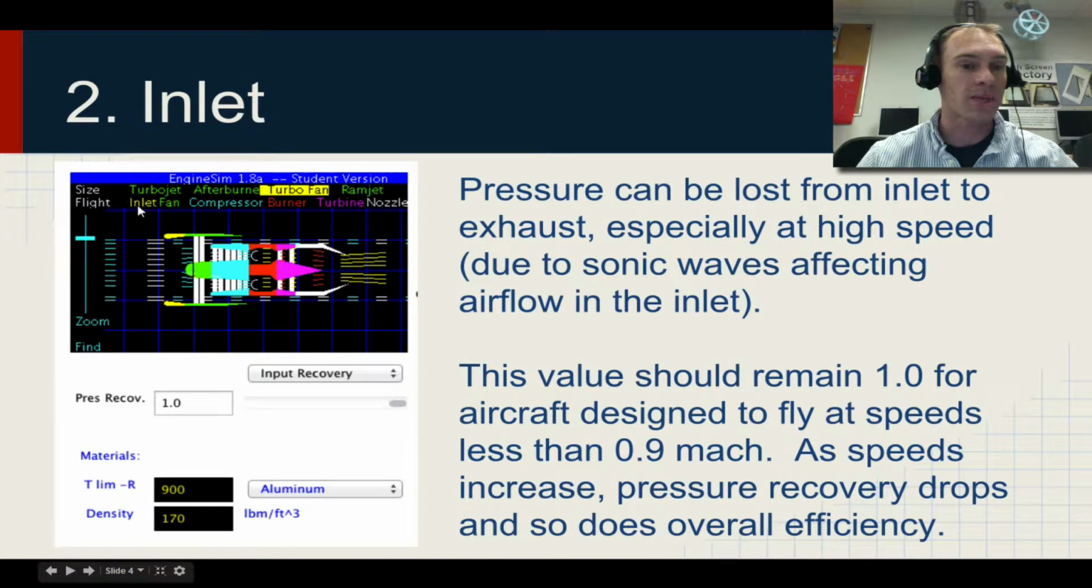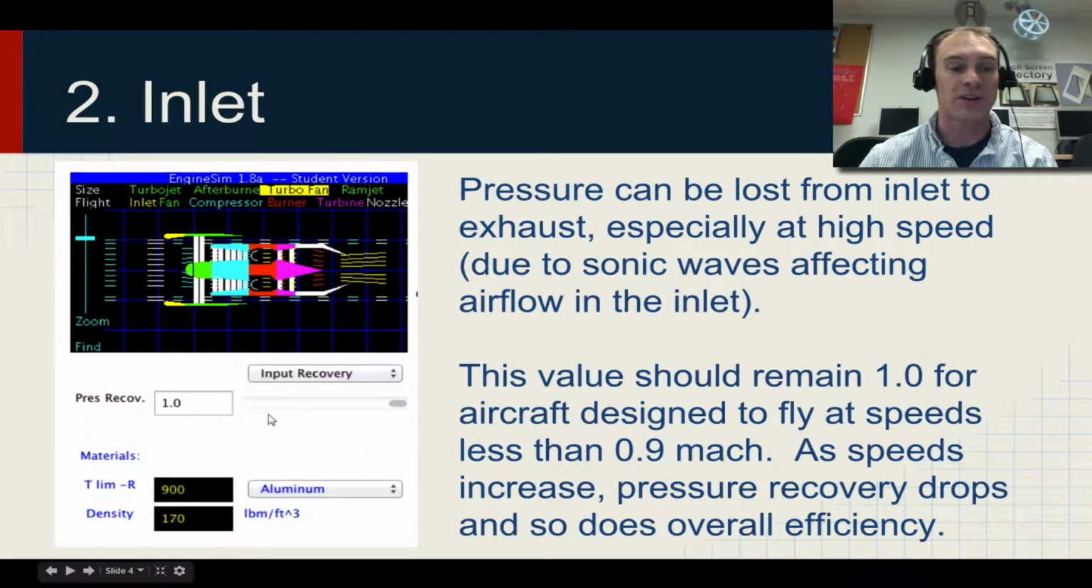Next, if you click up here on inlet, then you get into this inlet screen. Pressure can be lost from inlet to exhaust, especially at high speeds, due to sonic waves affecting airflow in the inlet, so you can have a pressure loss. This should remain at 1.0 for aircraft designed to fly at speeds less than 0.9 Mach. That's pressure recovery of 1.0. As speeds increase, pressure recovery drops, and so does overall efficiency. But we're going to be flying our 747 at less than 0.9 Mach, so we shouldn't have a problem.